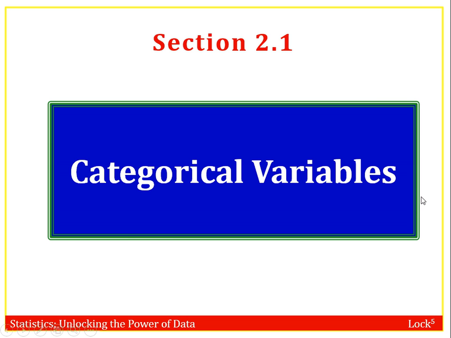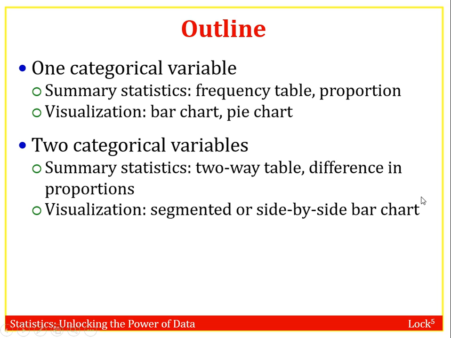We're going to take a look at categorical variables. We're going to first of all start out by looking at what we do when we have just one categorical variable, and then what we do when we have two categorical variables that we're trying to describe.